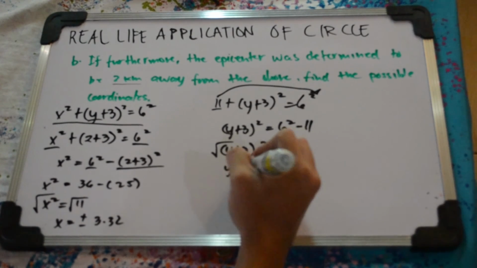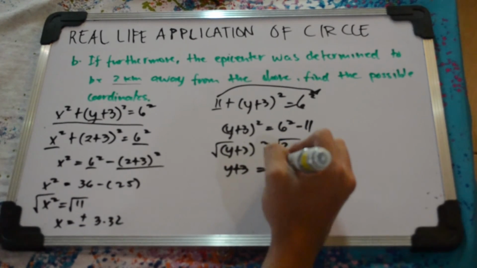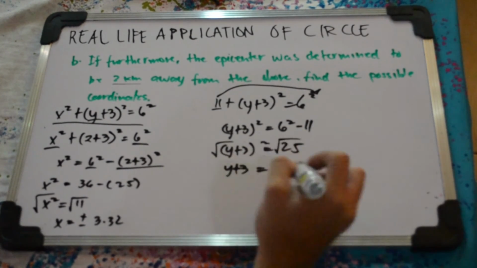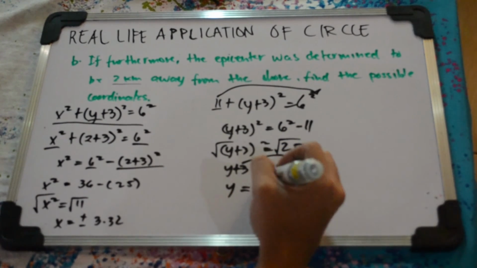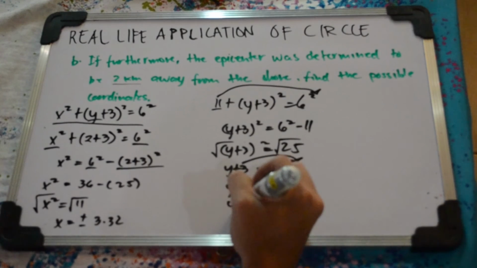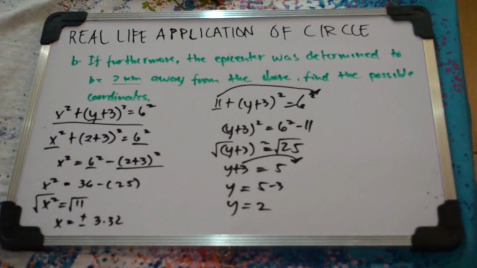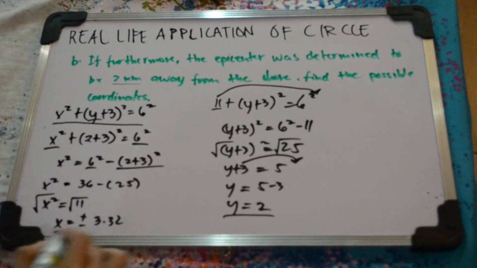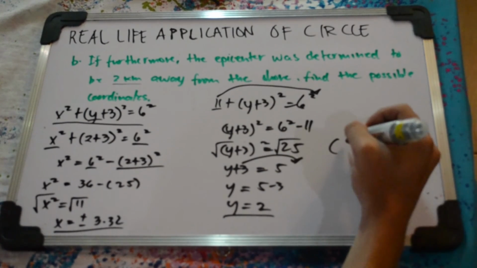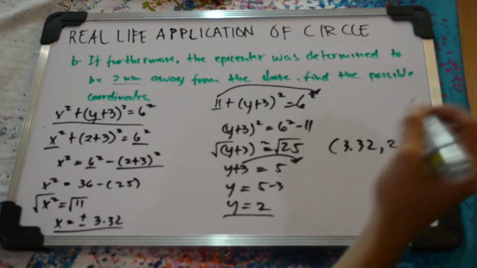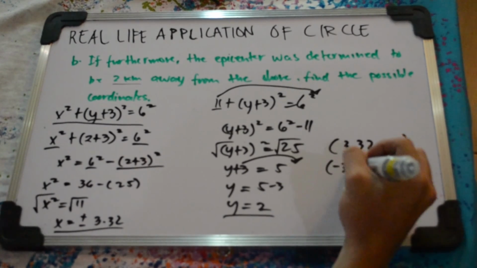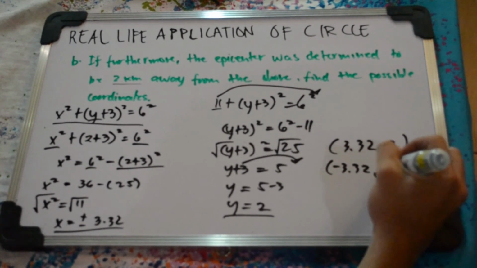y plus 3 is equal to 5. Then transpose the 3 here to get the y. y is equal to 5 minus 3. y is equal to 2. So there you have it. You have your x and you have your y: (3.32, 2) and (-3.32, 2).